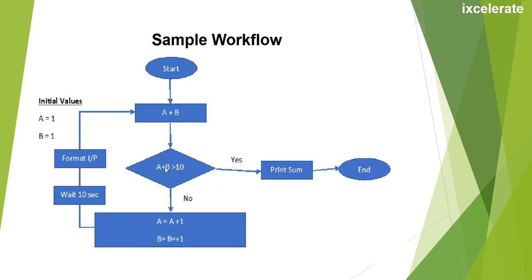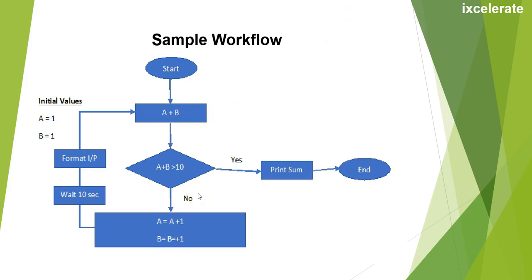But if the sum of these numbers is not greater than 10, then we'll increment both of these numbers by 1, and then let's wait for 10 seconds and then sum these numbers again and compare the sum again to see if the sum now is greater than 10. If yes, then just print the sum and end, or else perform the same process all over again until the sum exceeds 10. So that's our sample workflow. Now let's try to implement this process using step functions.